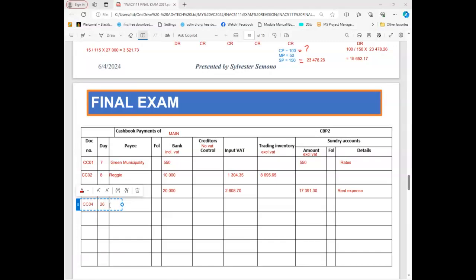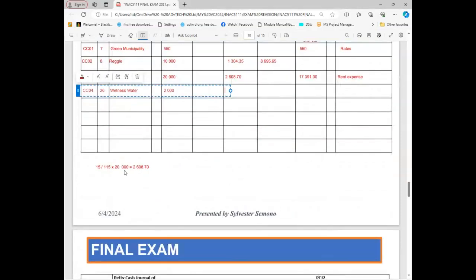Remember, please refer to the question because I don't want to go back and forth. And then it was 2,000 for the water, and then we calculate VAT. Unfortunately, there's VAT on water. Only the rate portion is the one that is not VATable. And how much when I use my calculator?